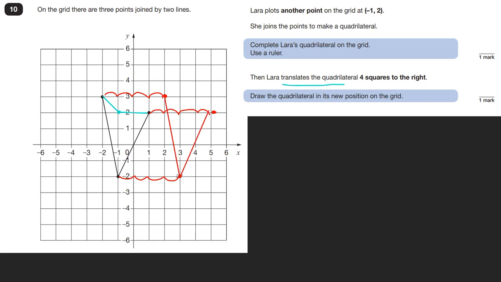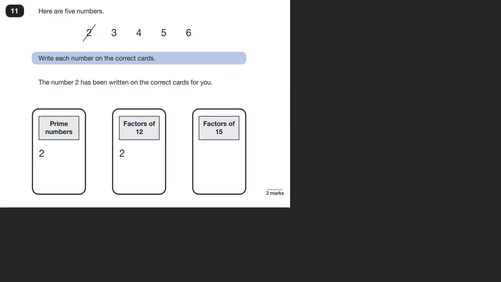The third point is the new point to be marked. So that point is here. You bring the calculator, so not calculator, ruler and the protractor for your SATS exam tomorrow. So that is the answer for question number 10. We are moving on to question number 11. Here are 5 numbers: 2, 3, 4, 5, 6.